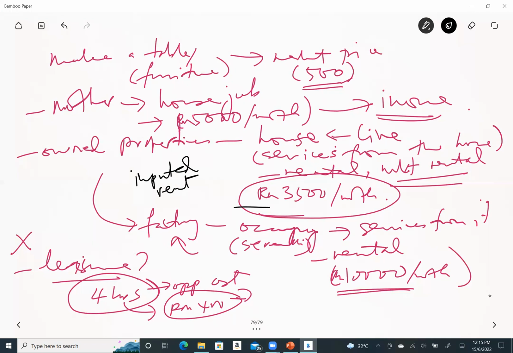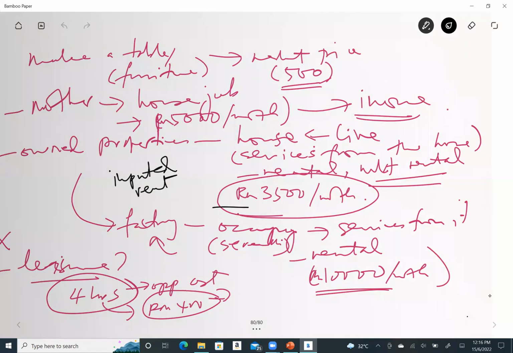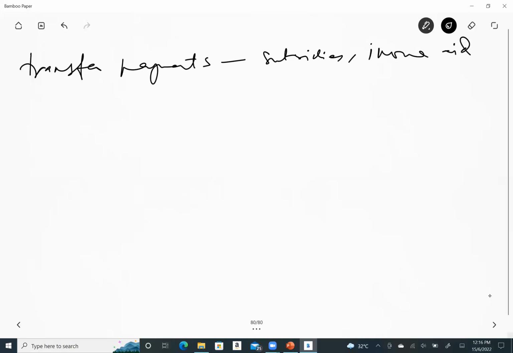All right. Okay. Now, number two. Number two, we're talking about what? We're talking about the transfer payment. Okay. Transfer payment, subsidies, aid, subsidies that we get, income aid, and this also includes cash. Very easy, because it's already in money, in monetary form.